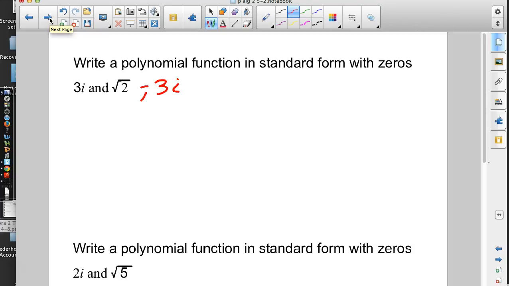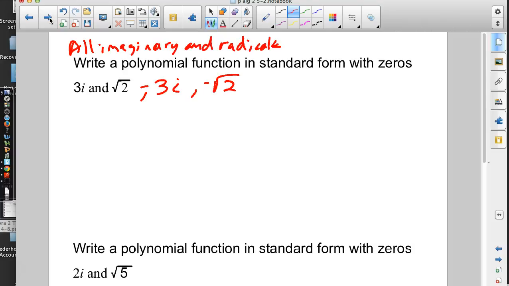And we need to make sure we don't miss that one. Same thing for radicals. Plus or minus square root of. If square root of 2 is there, we have to know the negative square root of 2 is there. They're not going to tell us that. They're saying, you should know that. They always come in pairs. So that's the first thing we need up here. All imaginary and radicals occur in pairs.